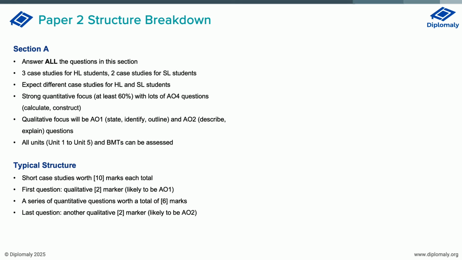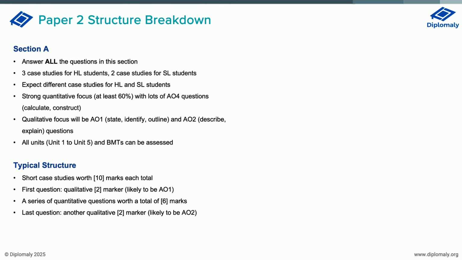First up, we have Section A. Now in Section A, both HL and SL students need to answer all of the questions. As I mentioned earlier, HL students, you get 3 cases, and SL students, you will get 2. Here, expect different case studies for HL and SL students. This is something that is particularly true for the new syllabus, with first exams in 2024. And this is going to be different from what you see in past papers.